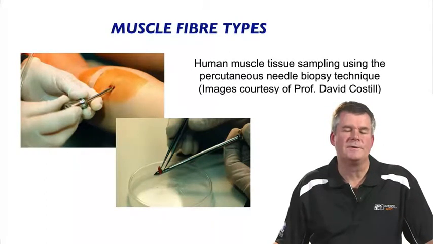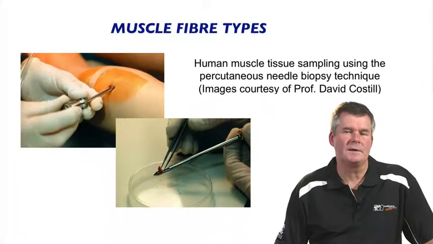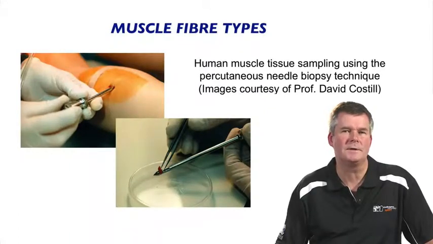One aspect of muscle physiology that's received considerable attention since the late 60s and early 70s, when investigators started sampling pieces of human muscle using the biopsy technique, was the classification of muscle fibre types and their relevance to exercise performance. The muscle biopsy technique was introduced by some Scandinavian researchers to exercise physiology research in the late 60s.